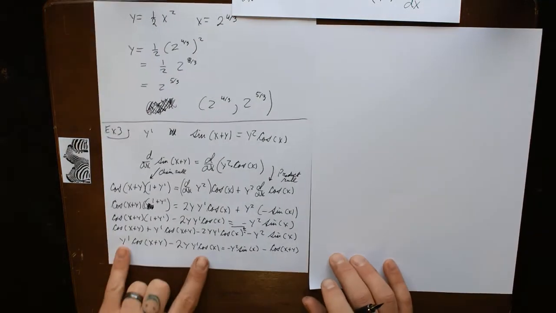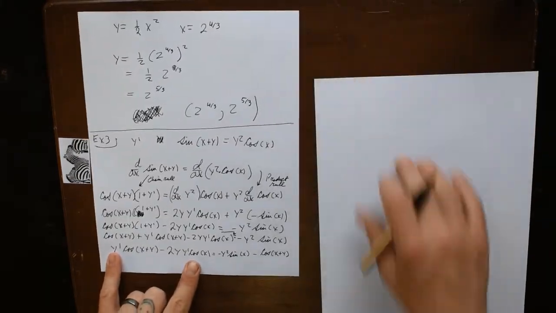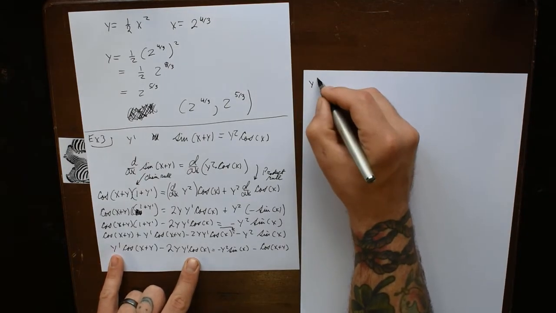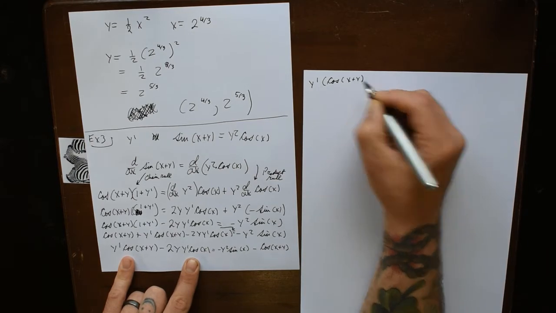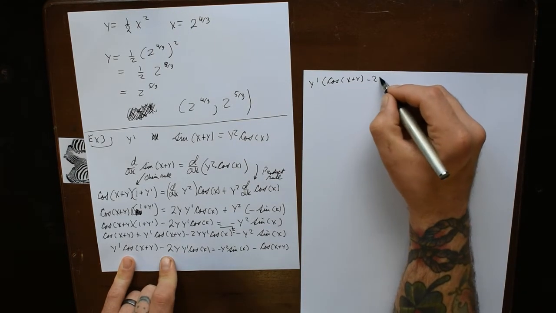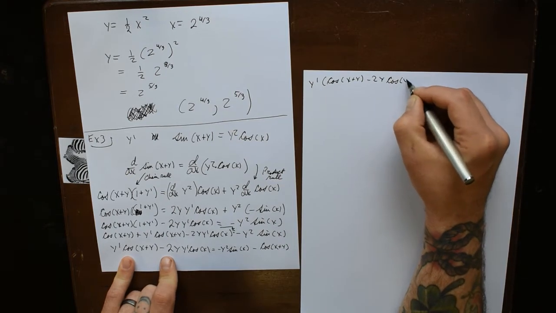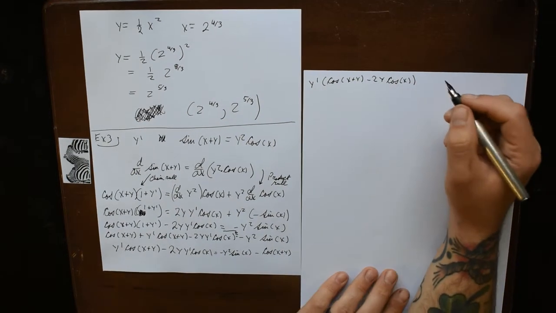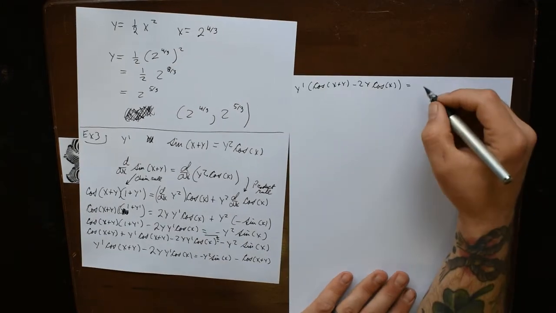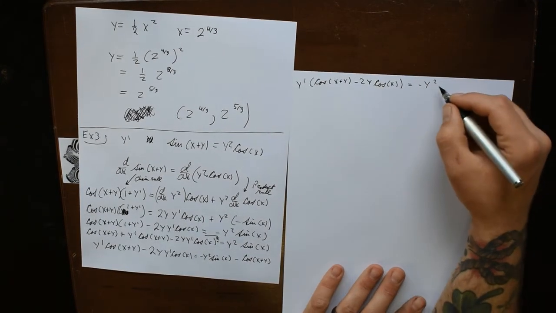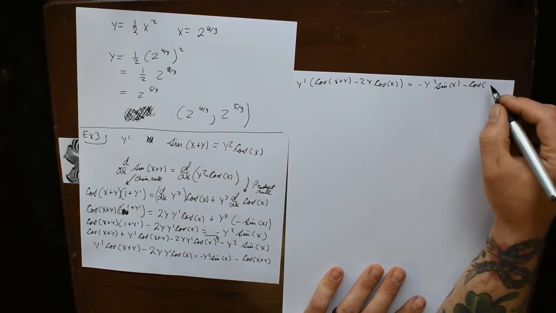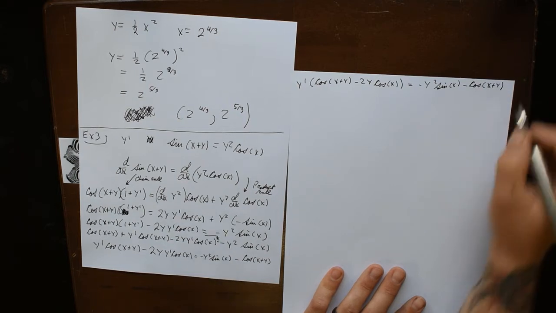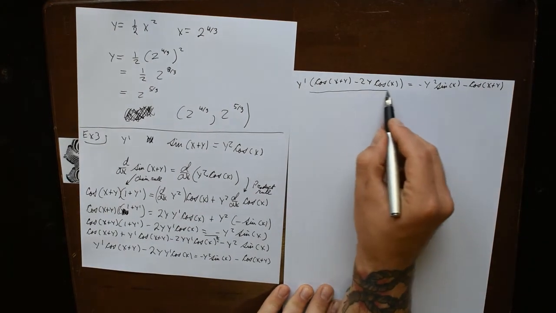Let's get a new piece of paper. So I've got a y prime here and here. I'm going to factor it out. Give us y prime times, we've got a cosine of x plus y minus 2y times a cosine of x, and that's going to be equal to a negative y squared sine of x minus a cosine of x plus y. We're going to divide off everything we don't want.